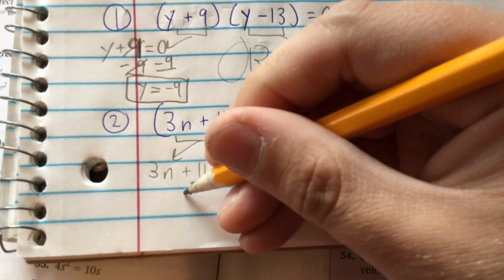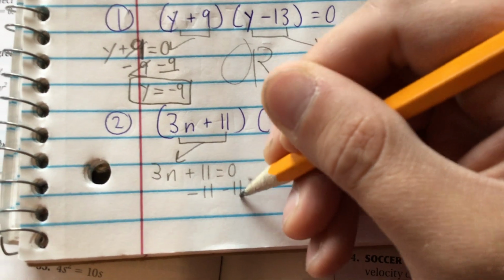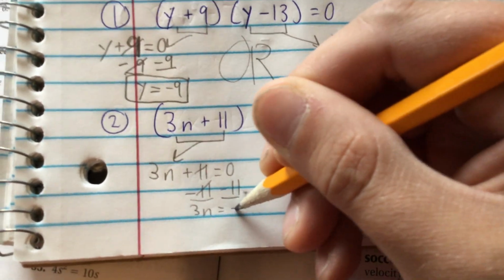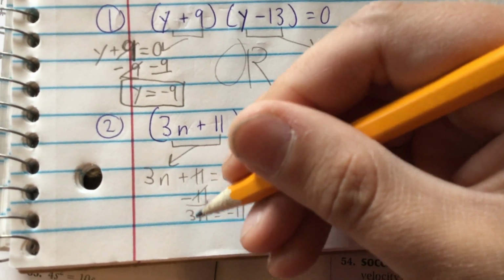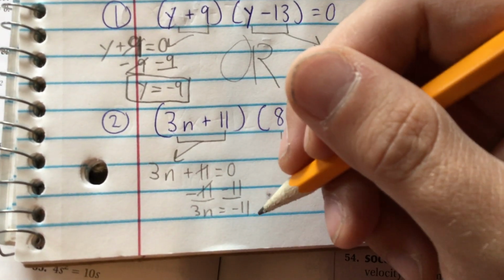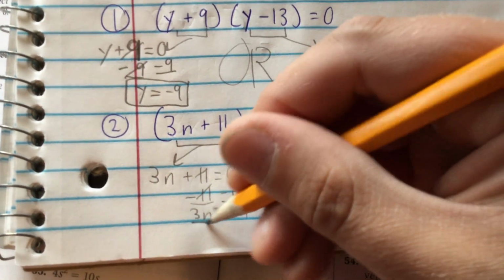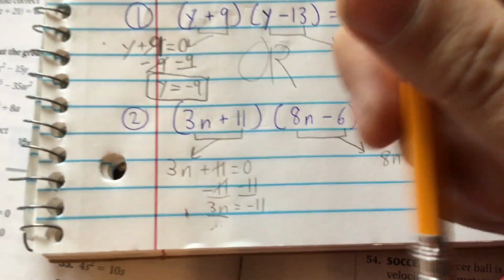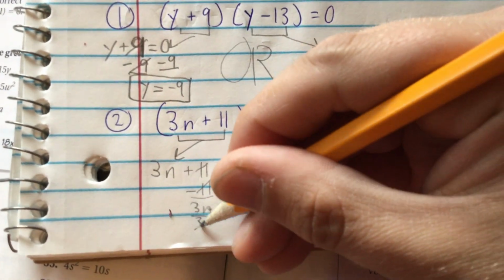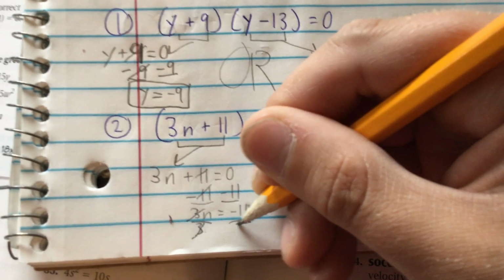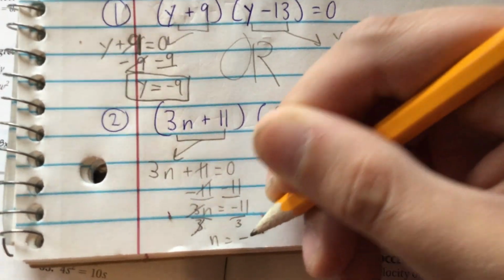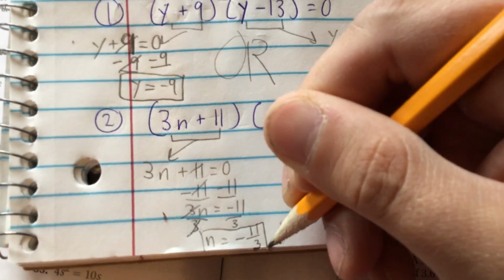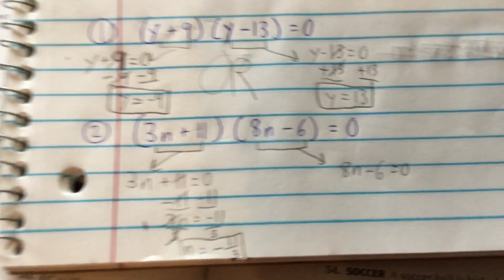So let's start with this problem. I'm going to subtract 11 from both sides. 3n equals negative 11. So then I would recopy it: 3n equals negative 11. And then how do I get n isolated? I'm going to divide both sides by 3. So if I divide both sides by 3, that would get me n equals negative 11 over 3. Negative 11 thirds. That cannot be reduced.